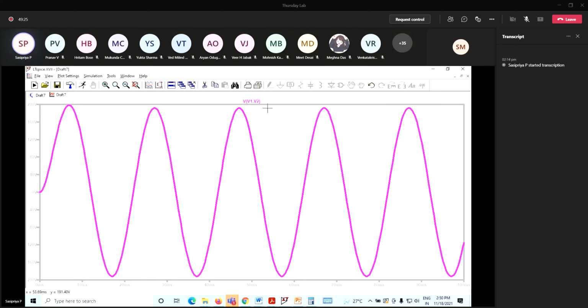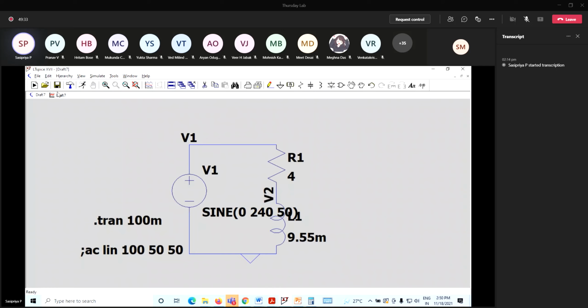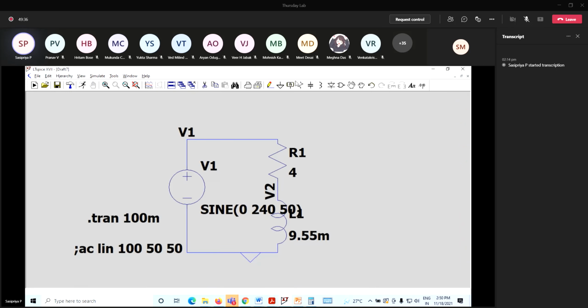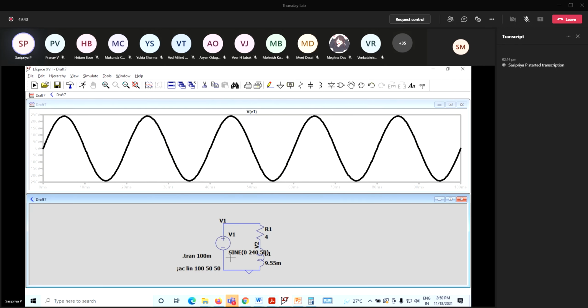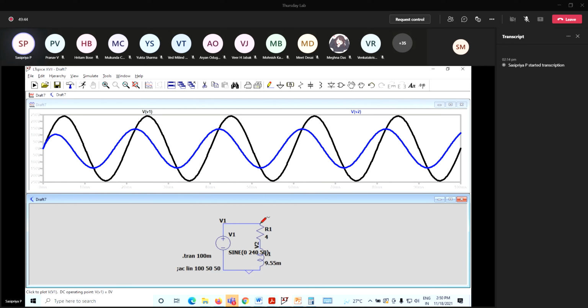V of V1 comma V2. So this is my resistor voltage and inductor voltage. What happened? Let me plot again. Now run. So this is my total voltage, and this is my inductor voltage. This is my resistor voltage.